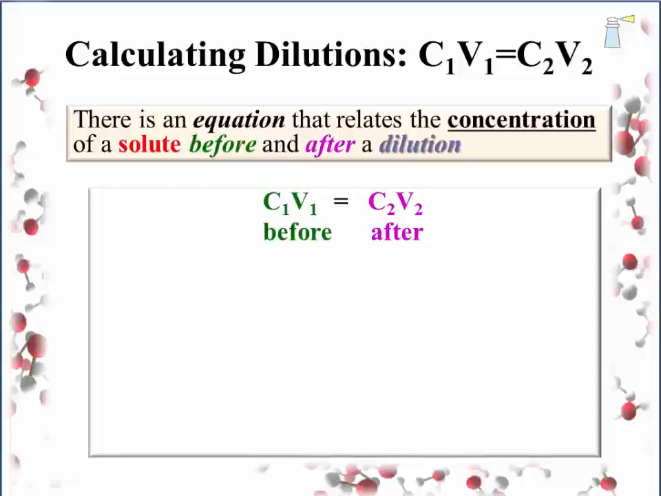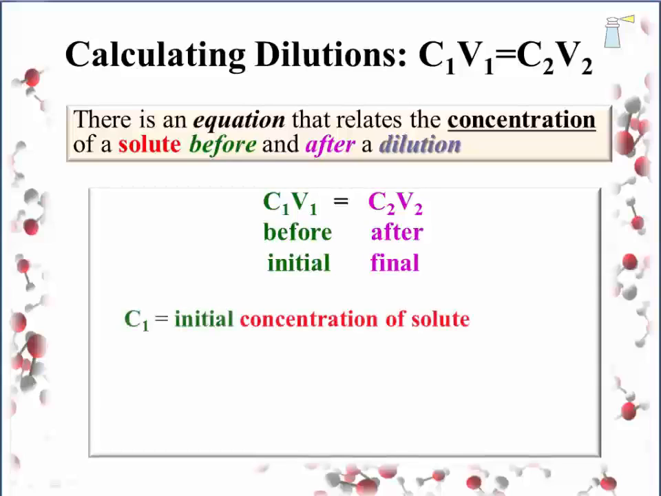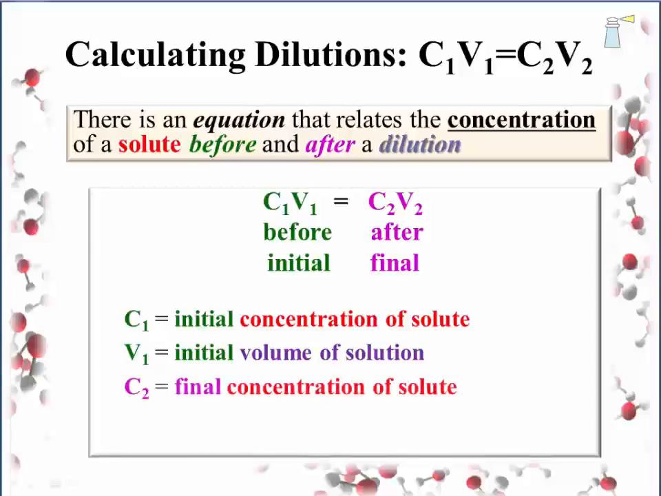The 1 subscript designates values from before the dilution, and the subscript 2 designates values after the dilution. Initial and final work as well. C stands for concentration. C1 is the initial concentration of the solute before the dilution. V stands for volume. V1 is the initial volume of the solution before the dilution. C2 is the final concentration of the solute after the dilution. And V2 is the final volume of solution after the dilution.